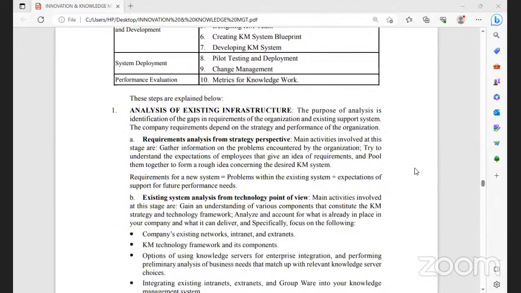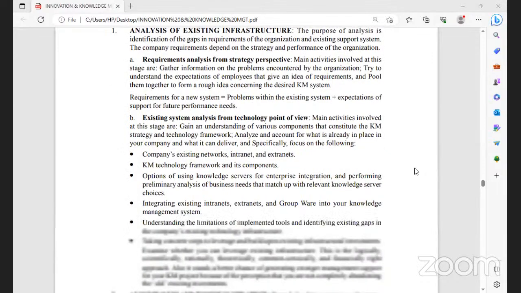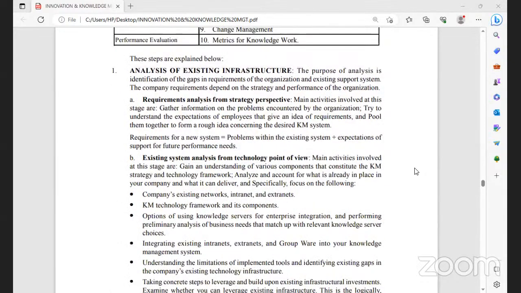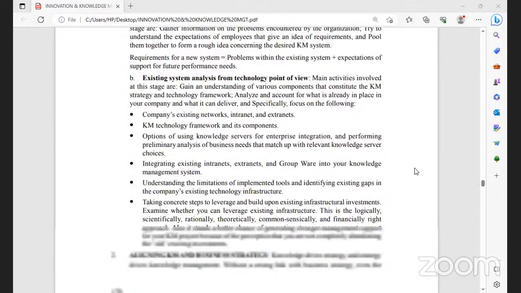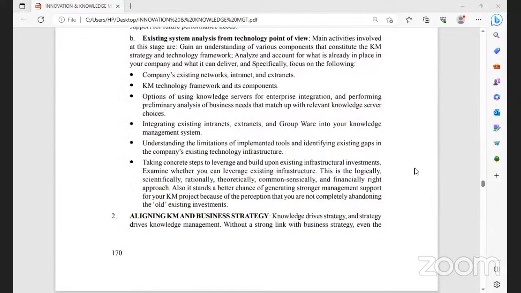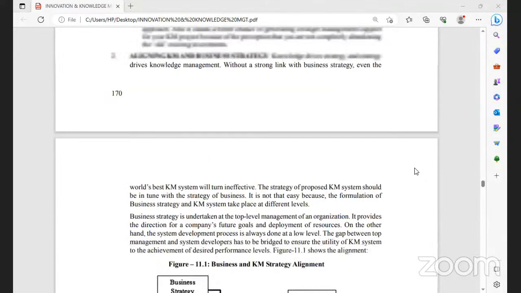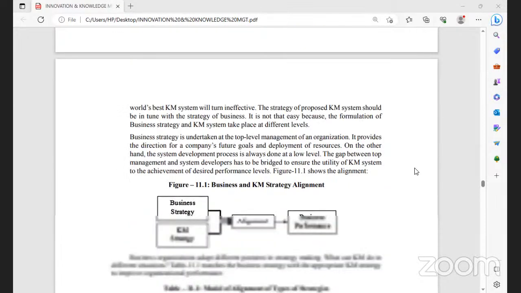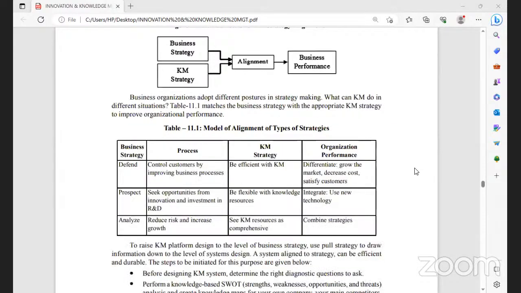Analysis of existing infrastructure consists of requirement analysis from a strategy perspective and existing system analysis from a technology point of view. Means both strategically and technologically, it should be sound enough relating to existing infrastructure. Next one is aligning knowledge management and business strategy. Means in implementing the strategy, particularly in a business environment, the performance will be taken into consideration. And model of alignment and types of strategies.